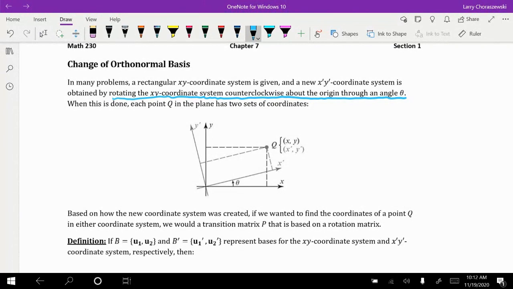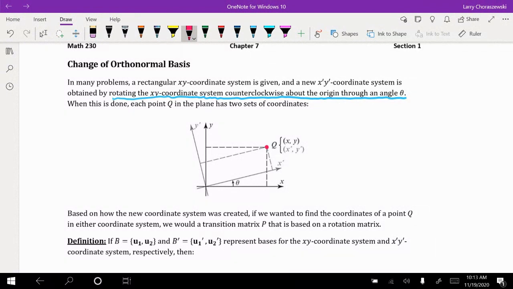So let's think about this for a second. There's a point Q in this diagram, and according to the illustration here, Q has a set of ordered pairs. It has an ordered pair using x comma y, and it also has an ordered pair using x prime y prime. So the ordered pair xy is based on the xy coordinate system. That probably goes without saying.